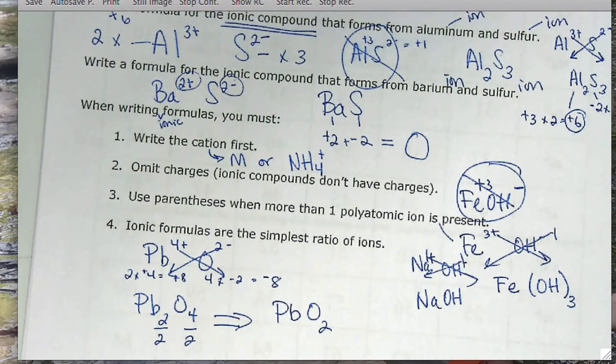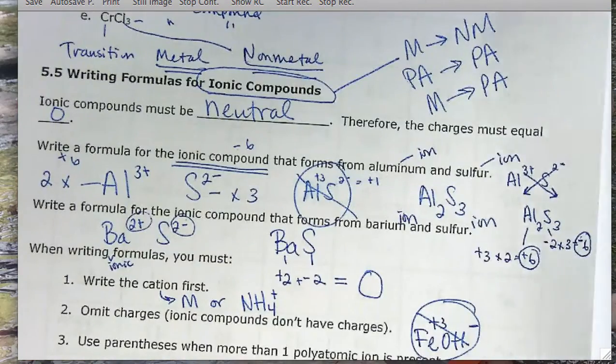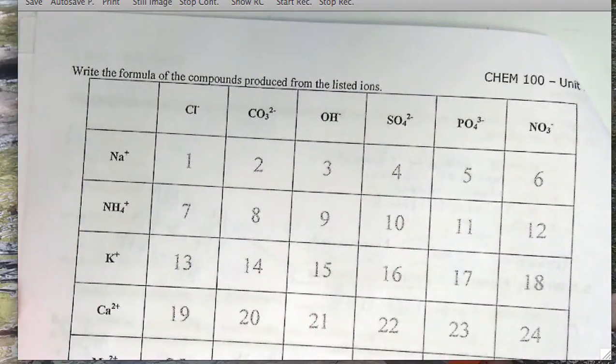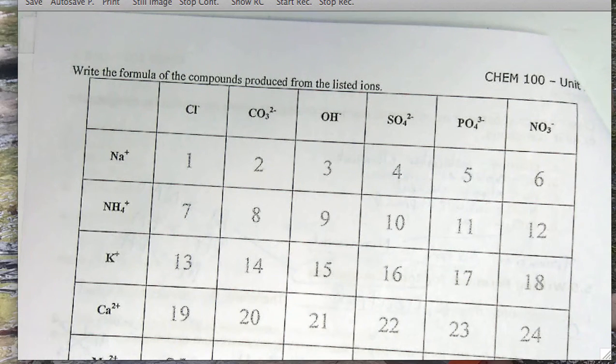Okay. Now we're going to practice. We're going to practice a lot, because this is something that makes a lot more sense when you practice it a lot. All right, so if you turn to the next page, I have this giant table. On the left side, I have cations. And on the top right, I have anions.